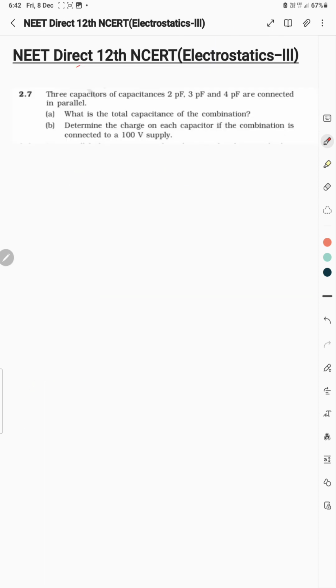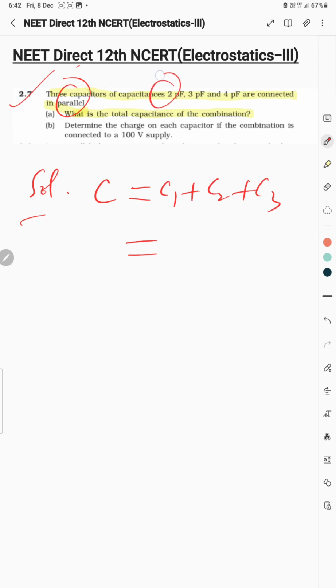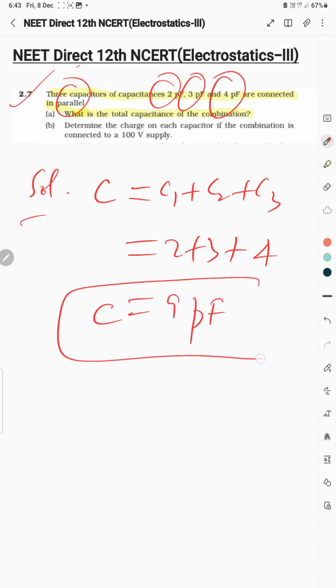Okay, now let's move on to question 2.7. Three capacitors of capacitance 2 picofarad, 3 and 4 picofarad are connected in parallel. What is the total capacitance of the combination? To begin with, what do we have to do? Apply the parallel formula. Because in parallel, C1 plus C2 plus C3 is the formula used. So 2 plus 3 plus 4, so it's 9 picofarad. So part A has this answer, 9 picofarad.